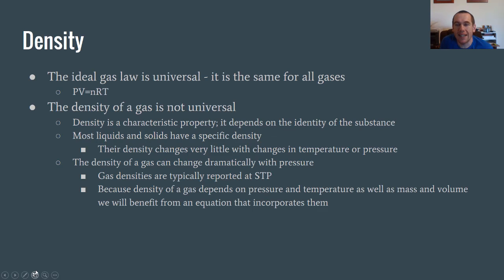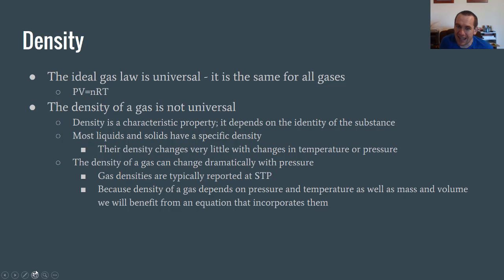So first up, density is a characteristic property. You know what density is. It's mass divided by volume. Now, we've dealt with that in solids and liquids, which is easy because solids and liquids don't change their volume when we change their pressure, at least not appreciably. They don't change their volume when we alter their temperature, again, not appreciably.